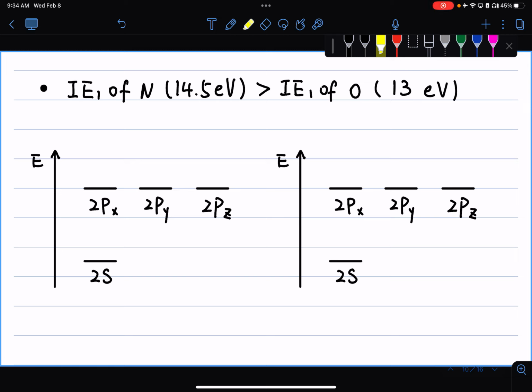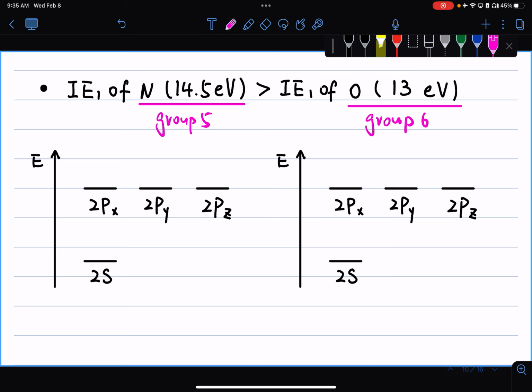The second set of exceptions is between nitrogen and oxygen. Nitrogen is in group 5, and oxygen is in group 6. The normal periodic trend predicts oxygen to have the larger ionization energy because of the effective nuclear charge.